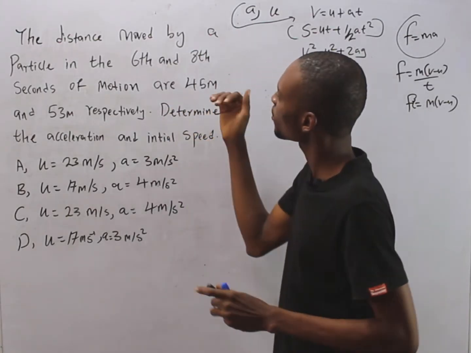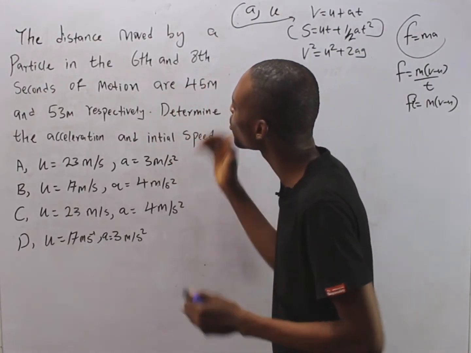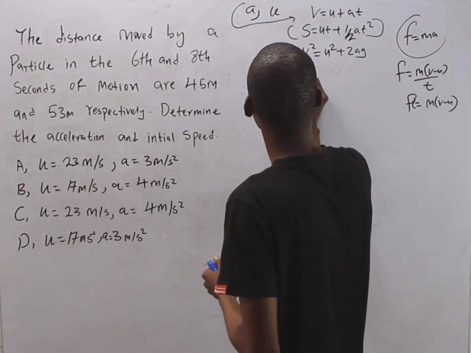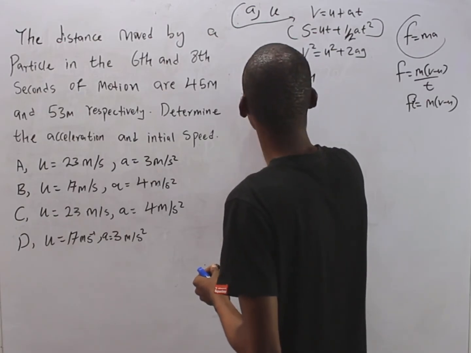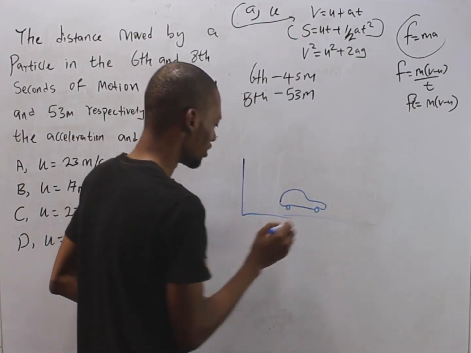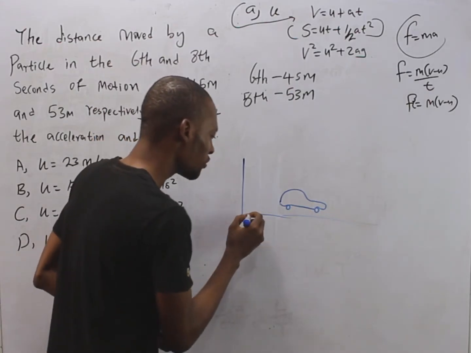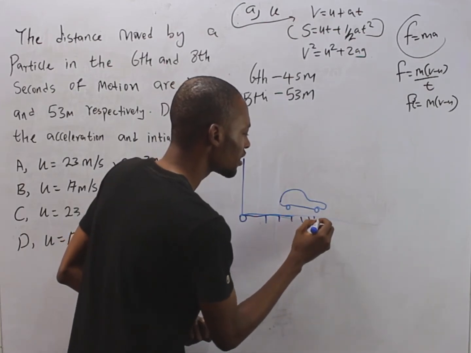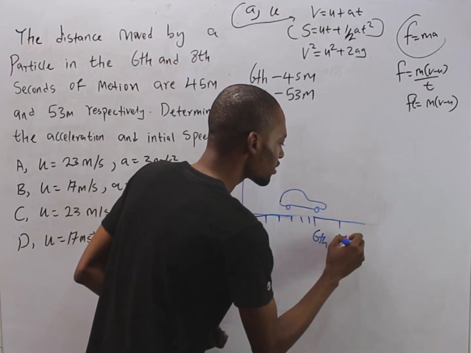It says the distance moved by a particle in the 6th and 8th seconds of motion. 6th second, 45 meters, and 8th second, 53 meters. The car starts moving from here. Here, it started from rest. It started moving. 1, 2, 3, 4, 5, 6. 6 seconds. Then it moved 8 seconds.